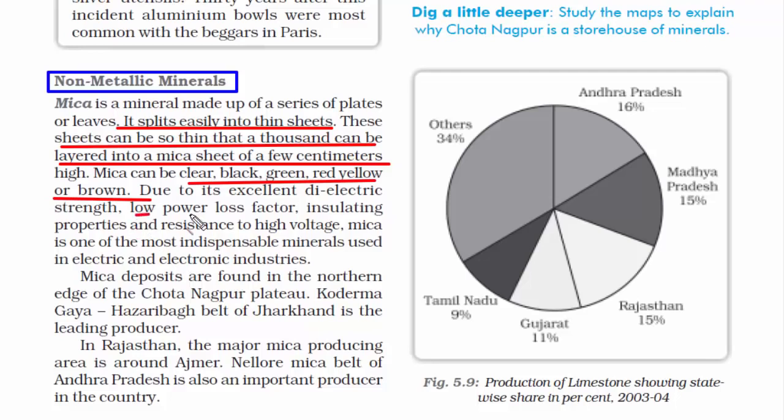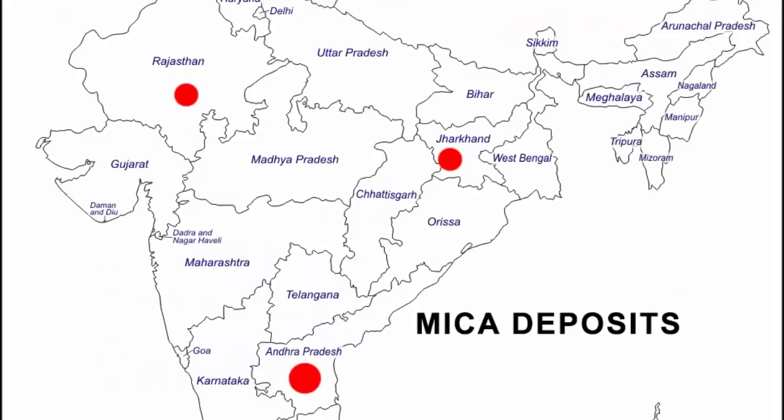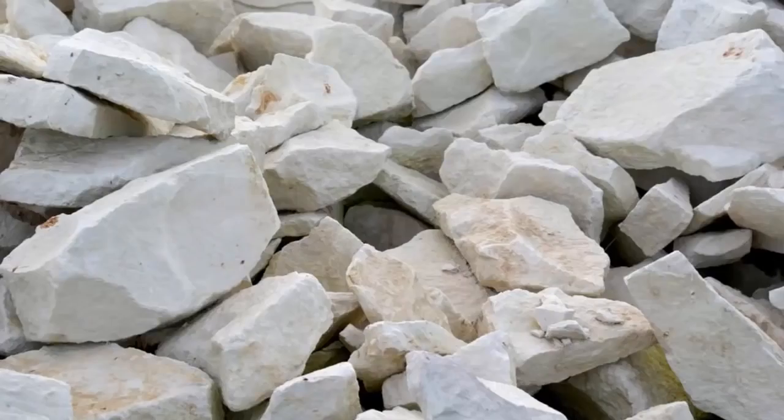It is the necessary mineral used in electric and electronic industries because of the qualities like resistance to high voltage and insulating properties. Now mica deposits are found in the region of Chota Nagpur Plateau, Jharkhand, Rajasthan and Andhra Pradesh. The next non-metallic mineral is limestone. It is a rock mineral.